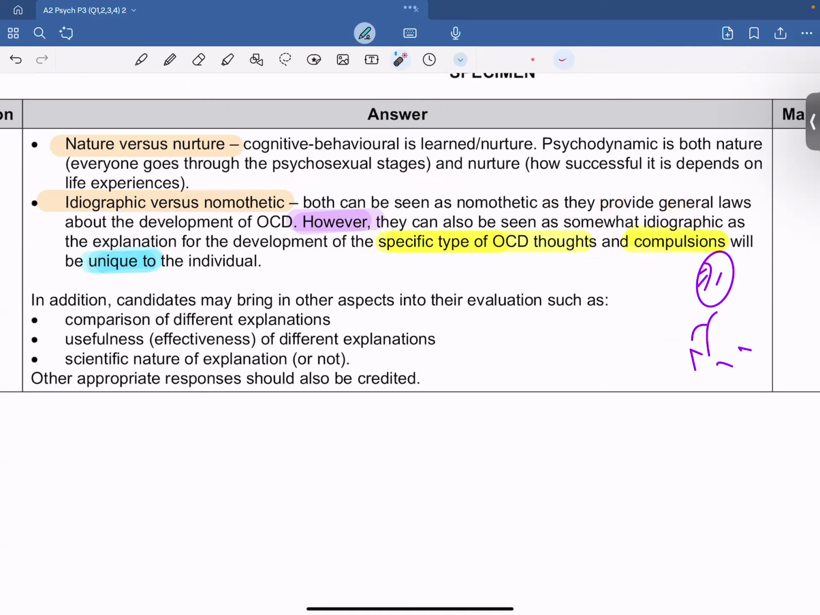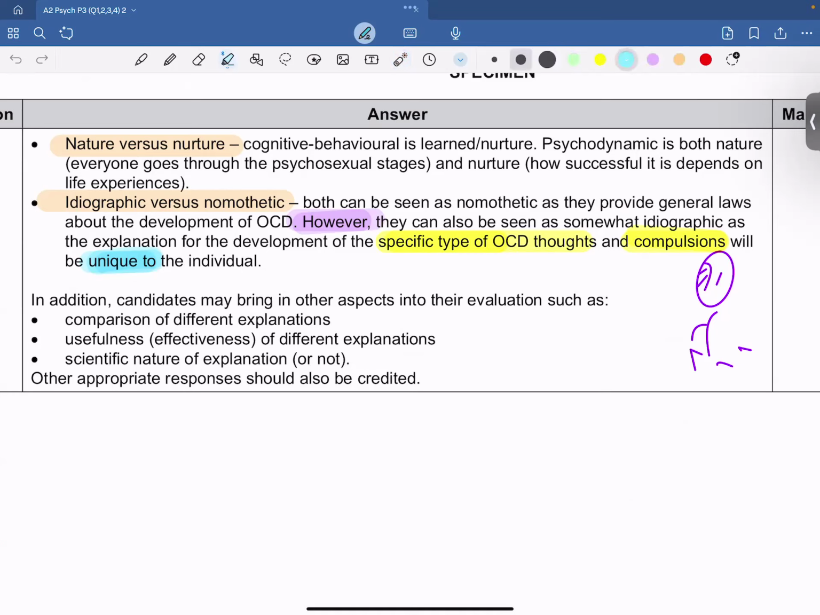Now, this entire thing could be evaluated in many different other ways as well. You could write down about the usefulness, effectiveness of different explanations, the scientific nature of different explanations. When we speak about the scientific nature of explanations, you could write down how cognitive and behavioral explanations are testable, they're supported by empirical evidence. However, on the other hand, psychodynamic theories are merely speculative. They're based on speculations. They lack objective measure.